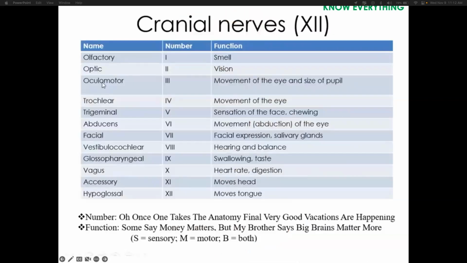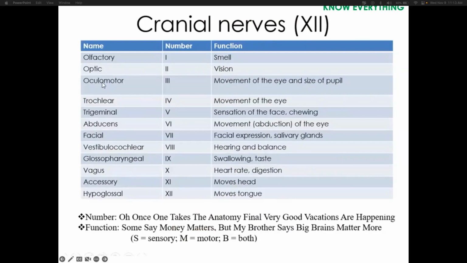So this shows the name, the number, and the function of our 12 cranial nerves. Olfactory is our first cranial nerve, and it has to do with our smell. Our optic nerve is our second one. It has to do with vision. Our oculomotor nerve is our third cranial nerve, and that lets you move your eye and adjust the size of your pupil.